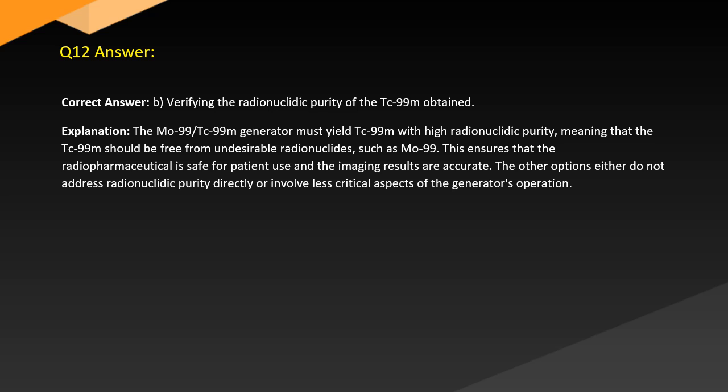Answer. Correct answer: B. Verifying the radionuclidic purity of the Tc-99m obtained. Explanation. The Mo-99 generator must yield Tc-99m with high radionuclidic purity, meaning that the Tc-99m should be free from undesirable radionuclides, such as Mo-99. This ensures that the radiopharmaceutical is safe for patient use and the imaging results are accurate. The other options either do not address radionuclidic purity directly or involve less critical aspects of the generator's operation.